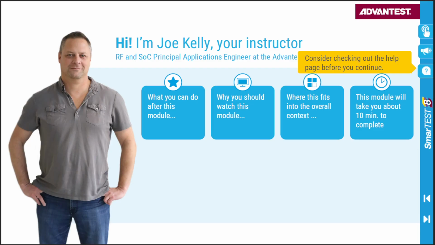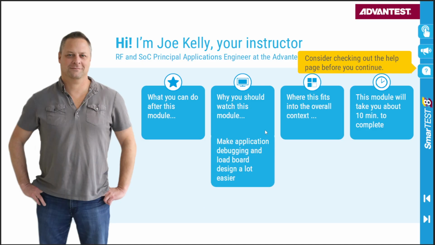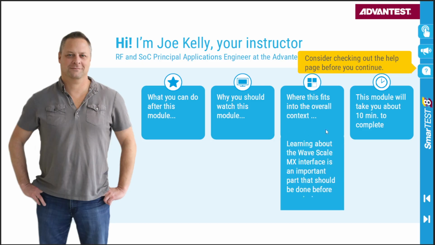It is important to have an understanding of the layout of the physical interface to WaveScaleMX. This entails things like knowing how many Pogo blocks per card are available, as well as knowing the available features of each WaveScaleMX Pogo. Having knowledge of these things makes debugging applications and designing DUT boards a lot easier. This module provides a walkthrough of that information along with detailed connection diagrams.